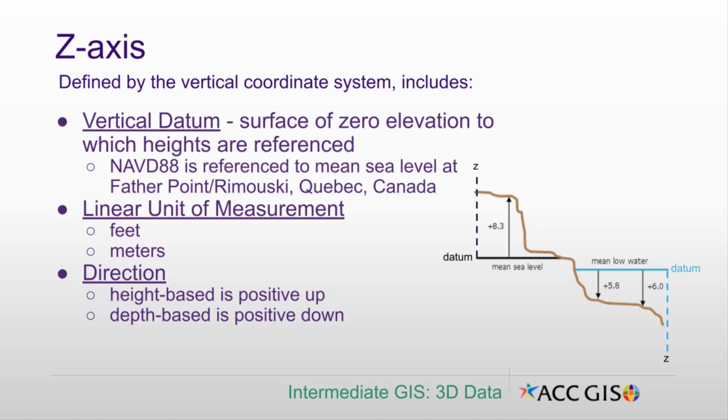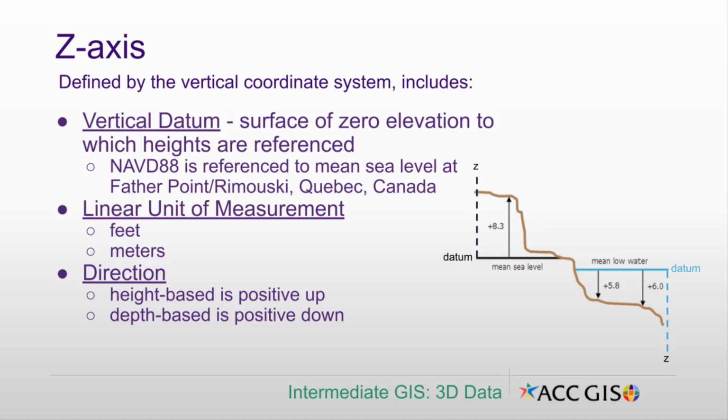And the most common vertical coordinate system that we utilize in the United States is NAVD88, or North American Vertical Datum 88, which is referenced to mean sea level. That's the datum at Quebec, Canada. That's 0. Now, vertical coordinate systems also include a linear unit of measurement, which is always feet or meters, and the direction as well.